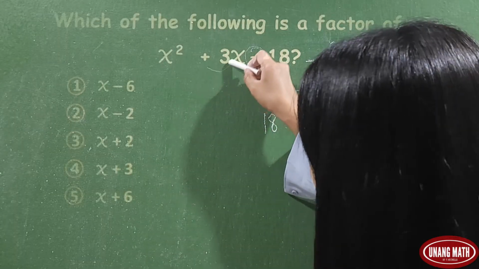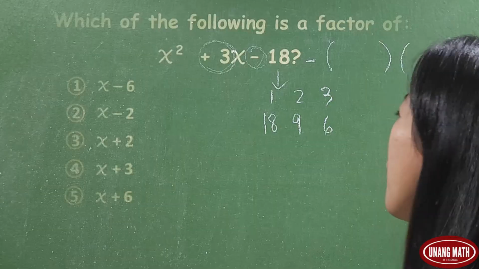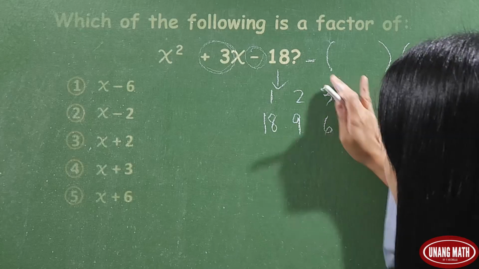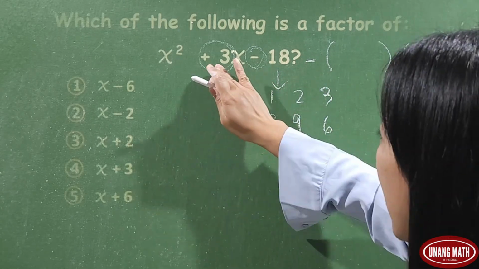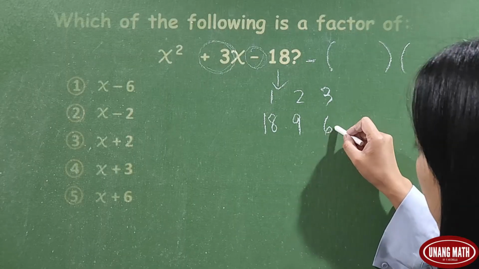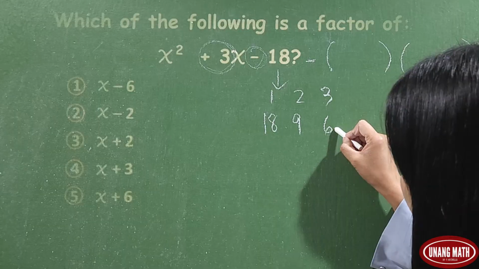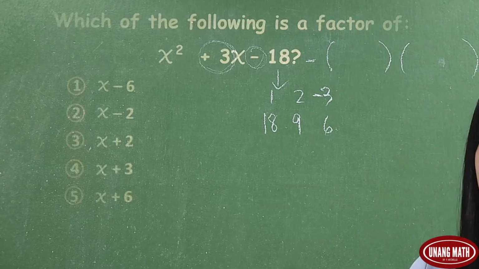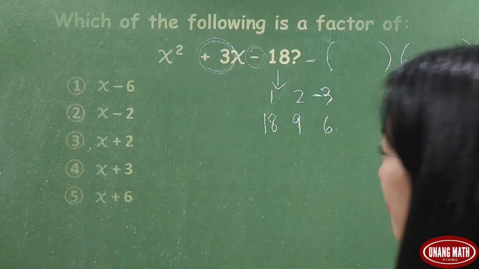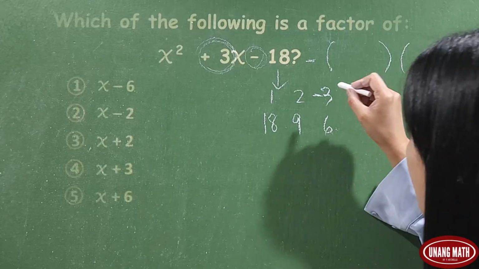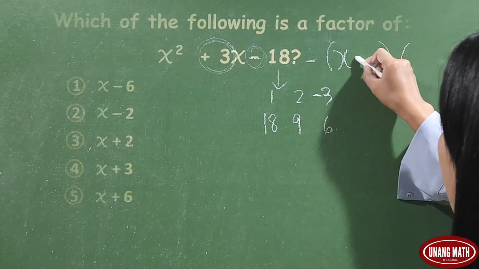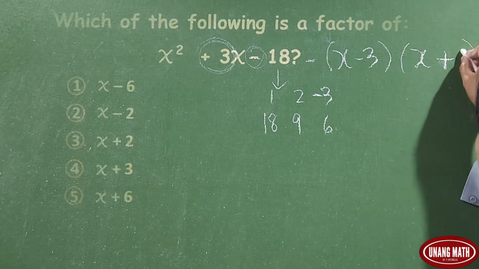Okay, now let's check this middle number here. This is positive 3. So what are two numbers from these factors when we add together, the answer is positive 3. So it means it would be positive 6 and negative 3 because 6 plus negative 3 is positive 3. And in here, 6 times negative 3 is negative 18. So we have x minus 3 and here is x plus 6.